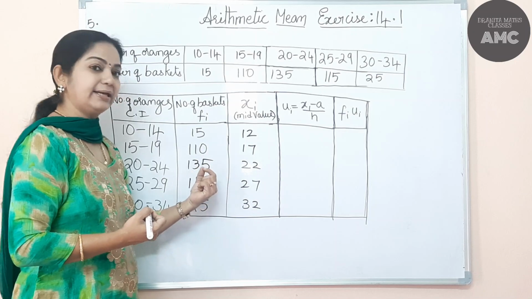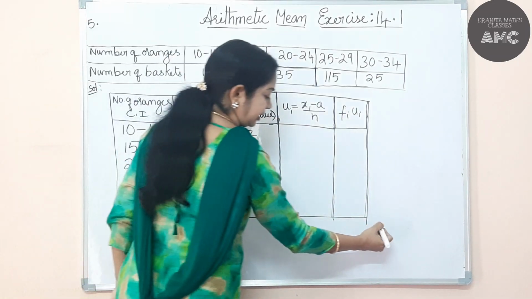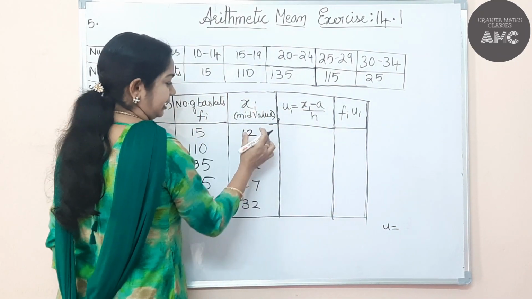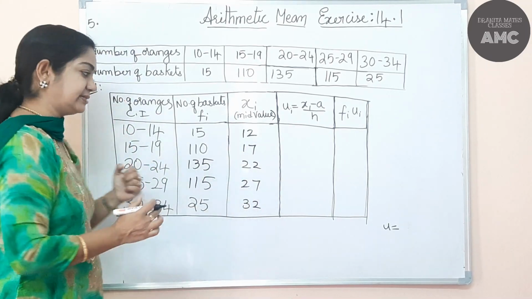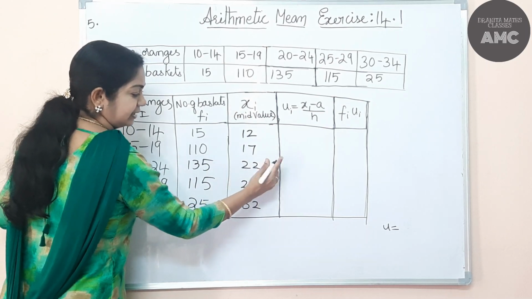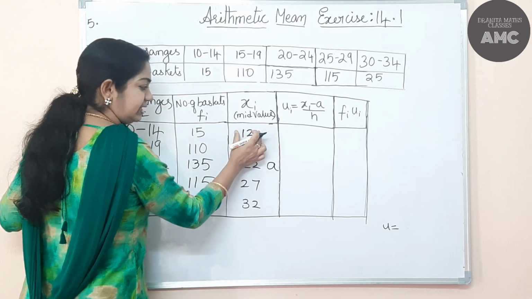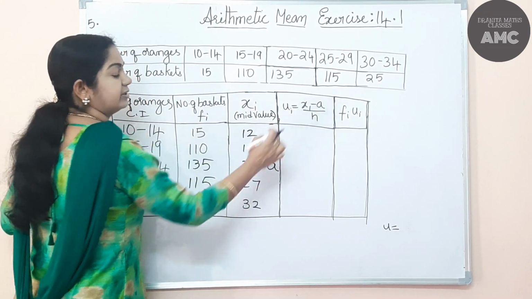So to make the calculations simpler, we are using u. Now here, for the u value, x minus a. First we have to see the a value. Assume the mean, the central or mid value, as a. Now for each x value, subtract a and divide by h.